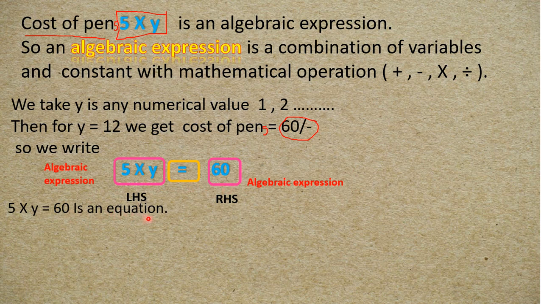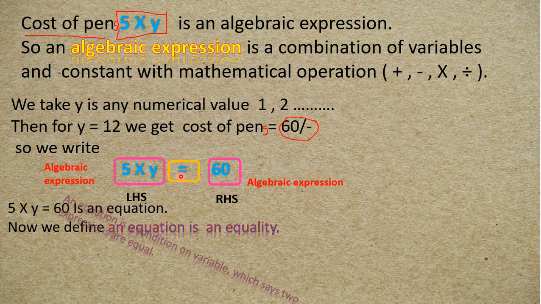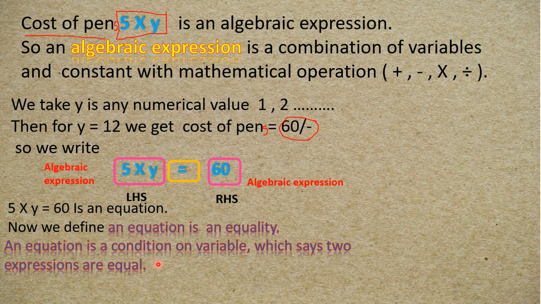This is an equation. Now when two algebraic expressions are equal, they are written with an equal to sign in between. So it is an equation. We can define it as an equality, meaning an equal to sign is present between the two expressions. Also we can say an equation is a condition on a variable which says two expressions are equal, correct?